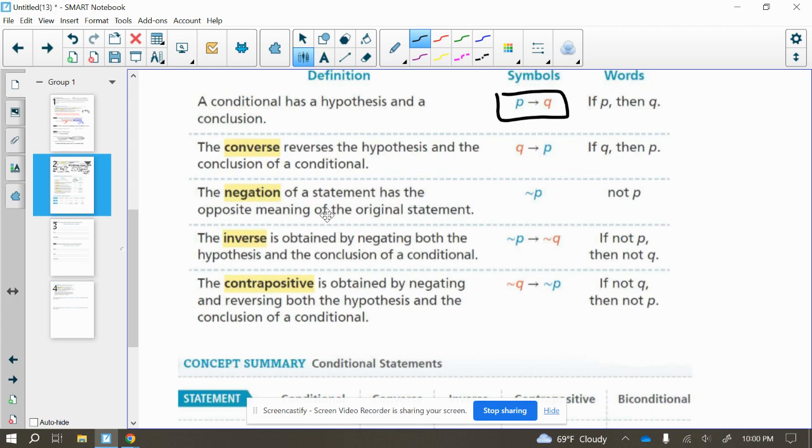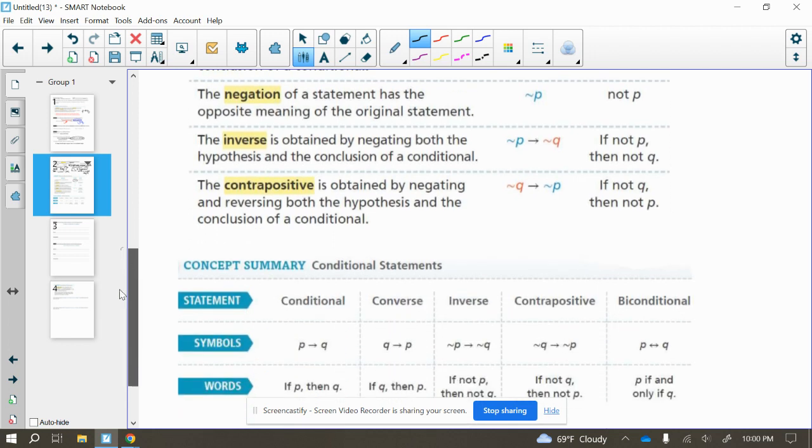We also have something called negation, where we add the word not, or if there was already the word not, we take it out. Again, we call that the negation. The inverse is when we take the original conditional statement and negate both pieces. The contrapositive is sometimes called the converse of the inverse, where we're doing both. We're flipping the order and we're negating them.